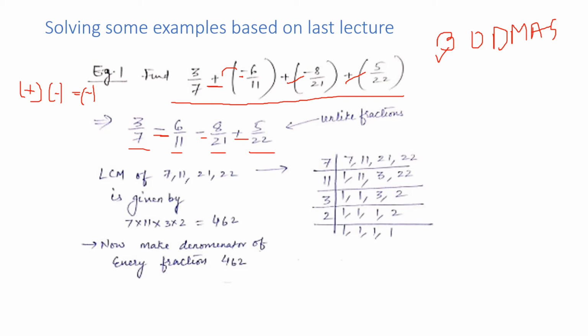So you can see, we all know that to add fractions we have to first make the denominators the same. In this case denominators are 7, 11, 21 and 22. So first we will take the LCM of these. When you take the LCM of these, you will get the answer as 7 into 11 into 3 into 2. So LCM is 462. Now we will make the denominator 462 in all the fractions. Let's see how.